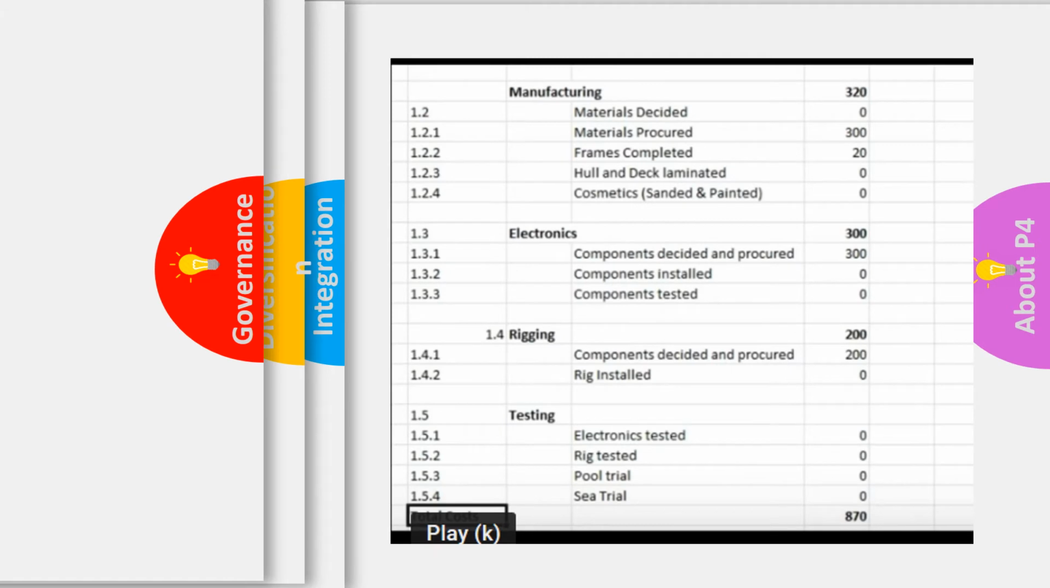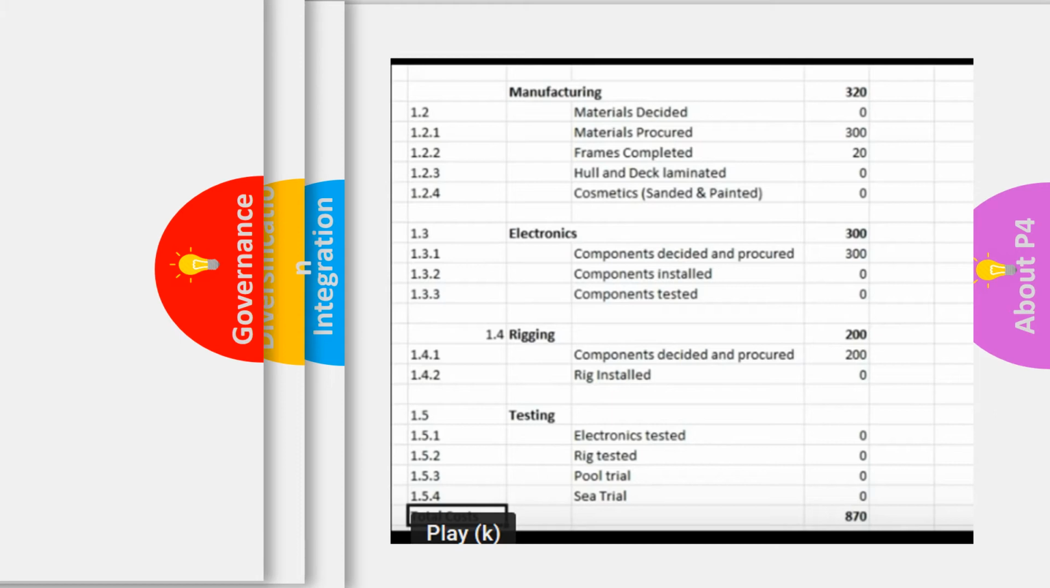And also, when you're trying to put costings down, one way to do this is to use your work breakdown structure. All you're doing is putting the different sections of the work breakdown structure and then the subsections. So the sections could be manufacturing, electronics, rigging, and testing. And then the subsections could be materials decided, materials procured, frames, and so on and so forth. And then what you do is you add either actual or budgeted costs to these, and then at the end you total it all up.